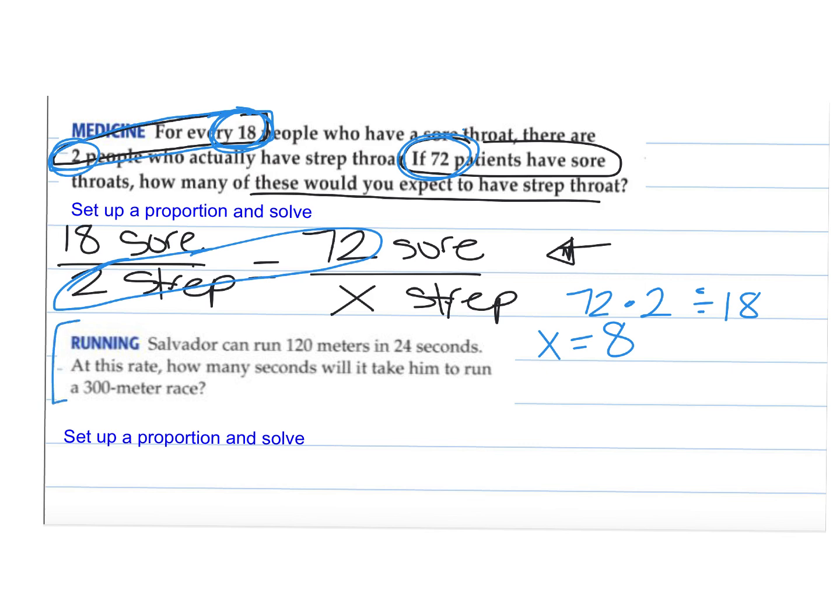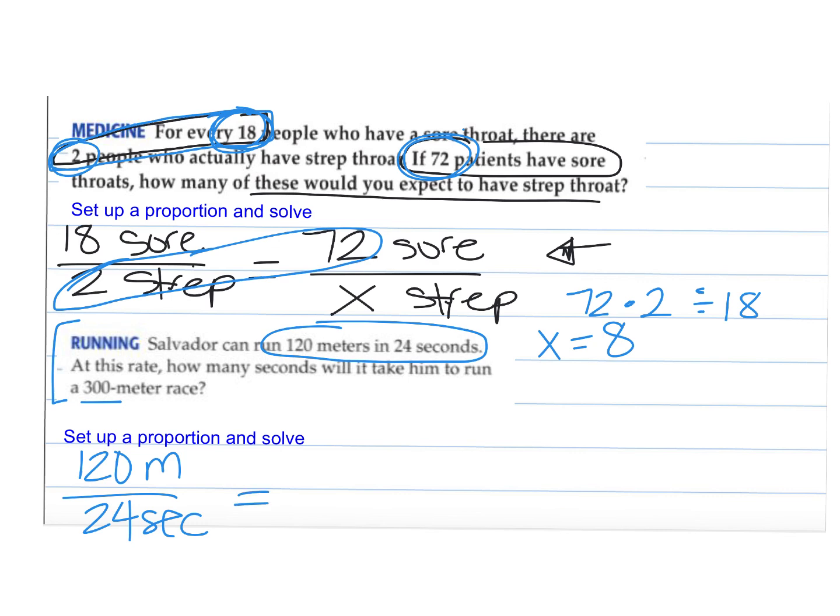Salvador can run 120 meters in 24 seconds. At this rate, how many seconds will it take him to run a 300-meter race? So 120 meters over 24 seconds, because those go together in one ratio. How many seconds will it take him to run a 300-meter race? We're given 300, which goes with the meters. So we want to find out how many seconds.